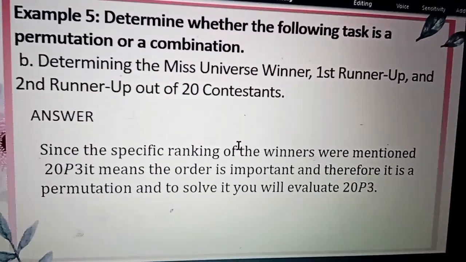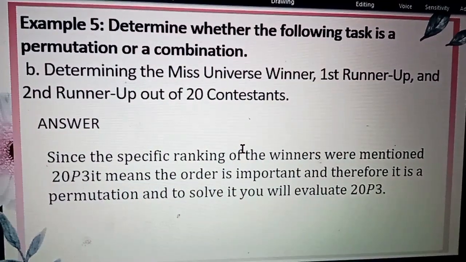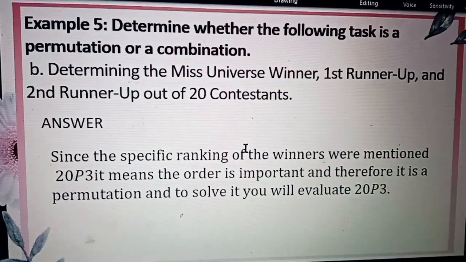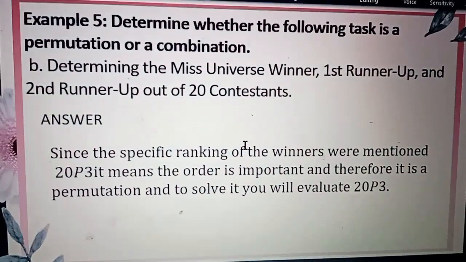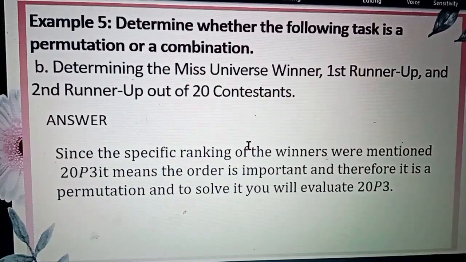Alright, so hello guys, this is about the combinations, and here we are answering whether this is a permutation or combination problem.